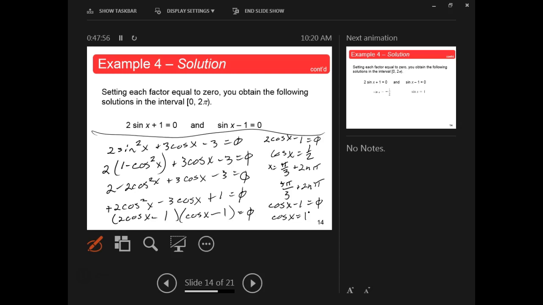Not quite. It's on the even whole pies. It's at 0, 2 pi, 4 pi, 6 pi, 8 pi. Because remember, at pi, it's -1. Starts here, goes down. At pi, it's -1. Then it comes back up to +1. So that's only true at the even pies.